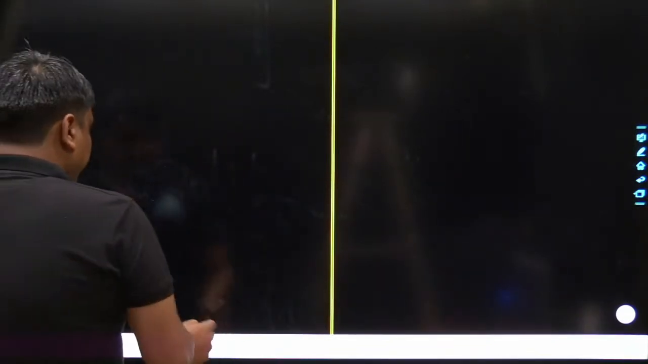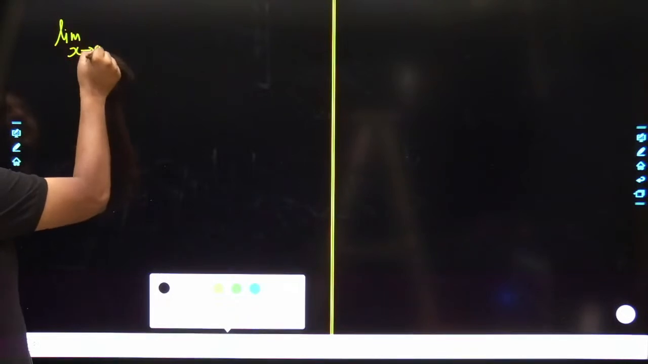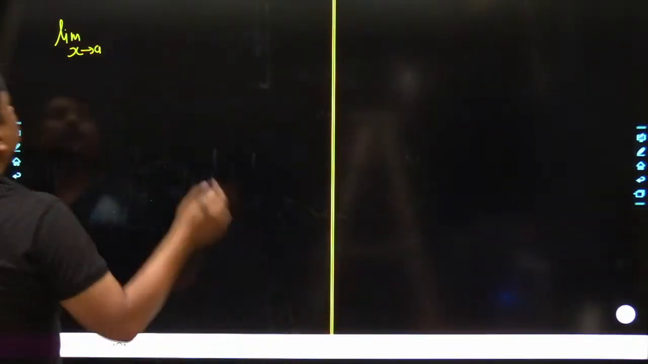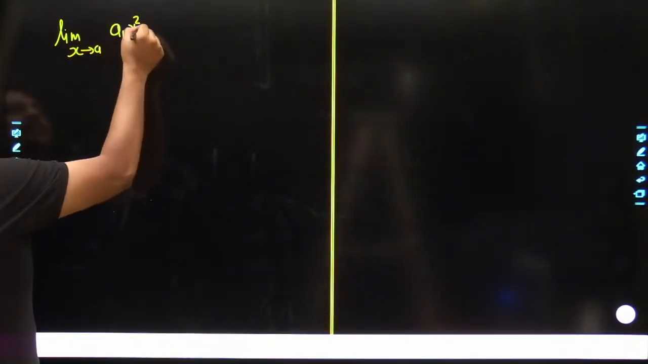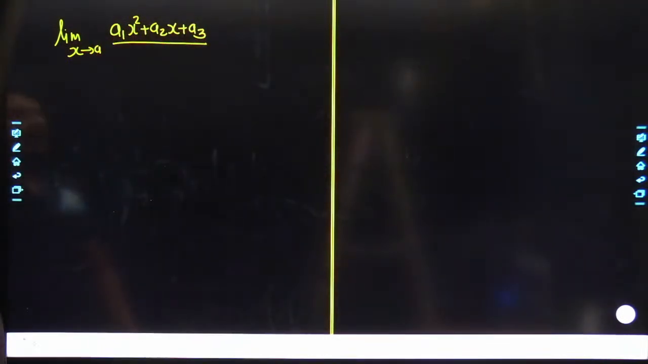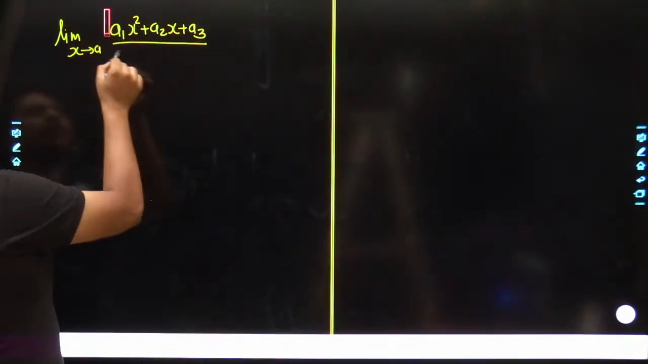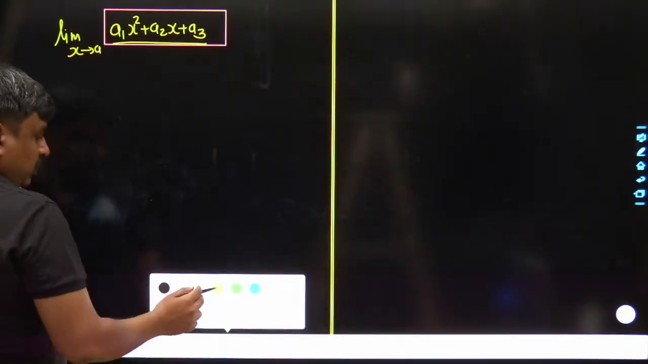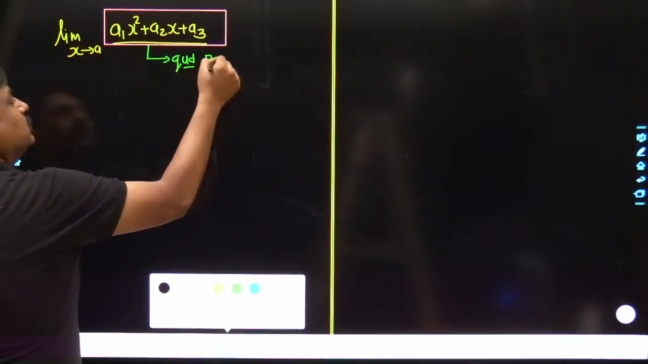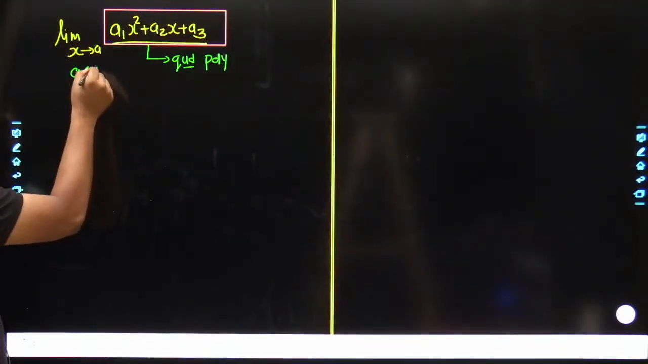In the same sequence, let me take the next question. The question is limit x tends to a, and here you have a quadratic polynomial a1 x square plus a2 x plus a3. Precisely speaking, you are applying the limit over a quadratic polynomial, and obviously a is a real number.